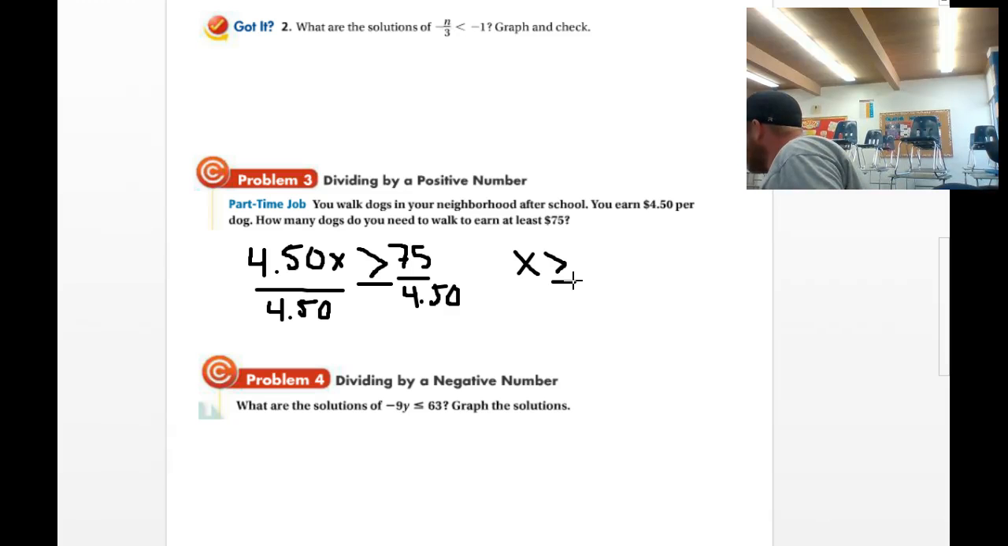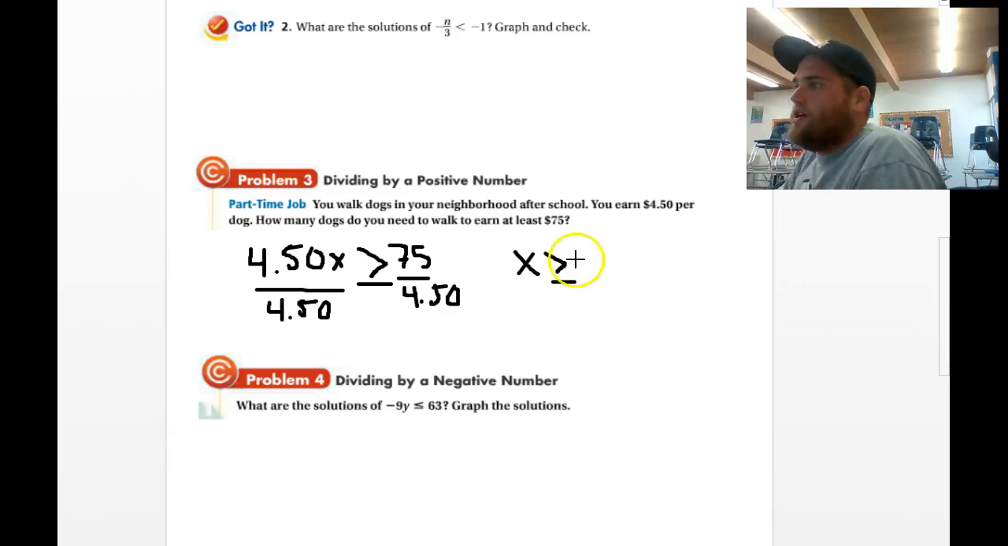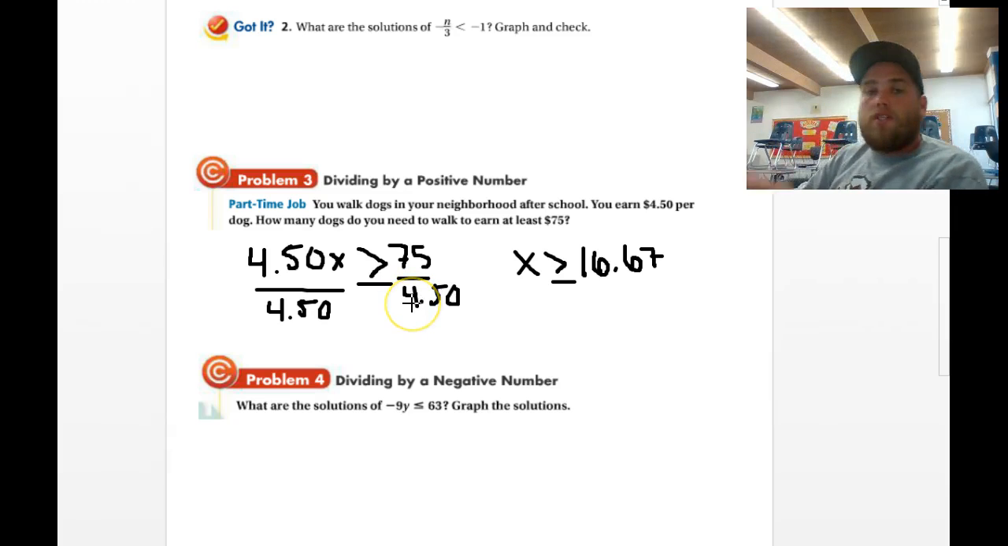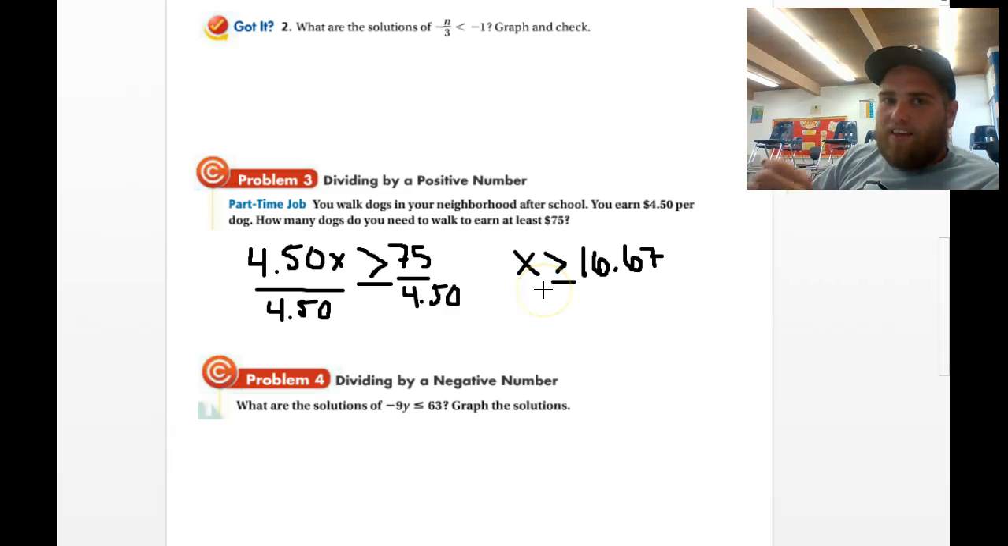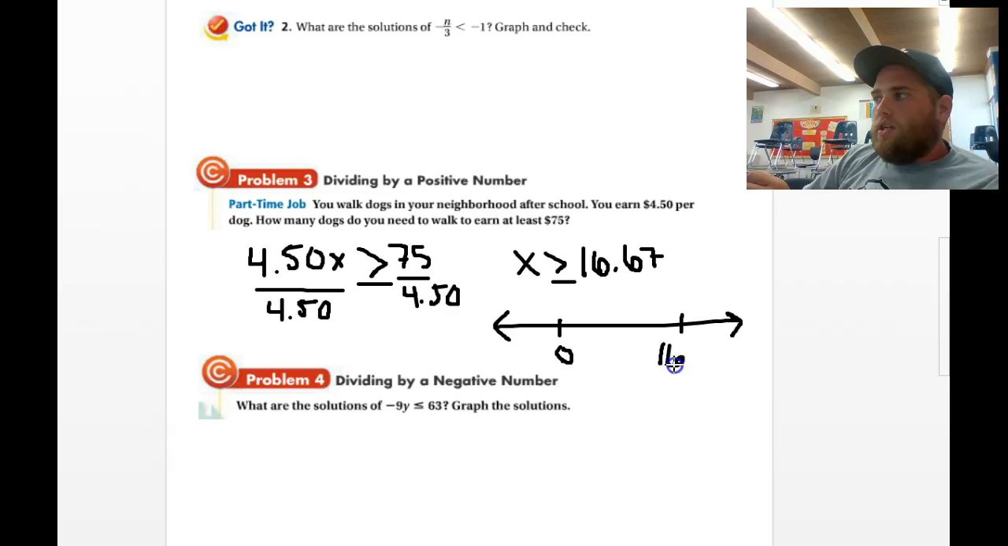Let me use my handy dandy calculator here. It is 16.67. When I plug this into my calculator, this is what I got. Once again, notice that I did not flip my sign because I'm just dividing. It's only when you're dividing by a negative number. So I have my number line here, and we put 0, and then we put 16.67. My circle's filled in because of the or equal to, so fill in the circle, and then we shade this way.